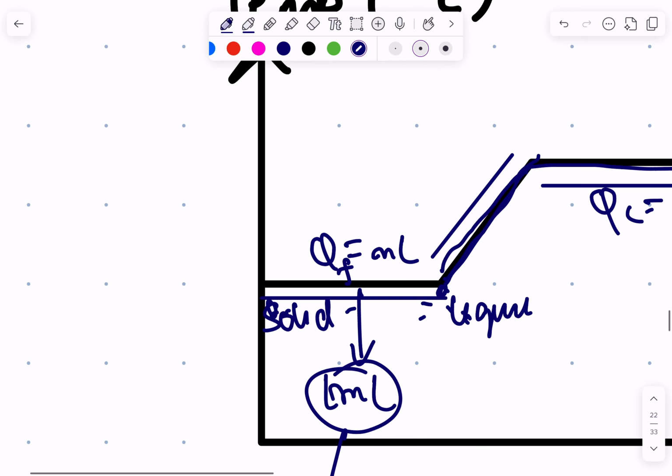Latent heat graph means when there is a change in state, for example, from solid to liquid, the graph will remain the same. If I talk about latent heat of vaporization, at 100 degrees Celsius the particles will be liquid as well as vapor. It's the threshold point where the change will happen. That is the reason the latent heat graph will be a straight line until there is a change.